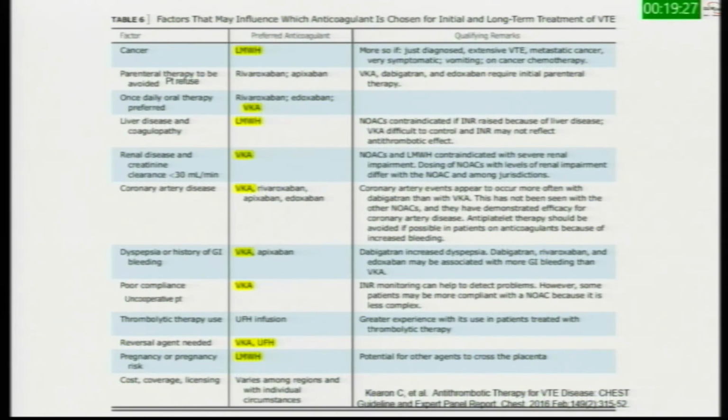Thrombolytic therapy use, we prefer unfractionated heparin infusion. If a reversal agent is needed for the patient, then you can use vitamin K antagonist or unfractionated heparin. And in pregnancy, low molecular weight heparin.